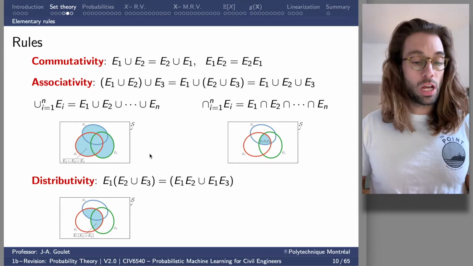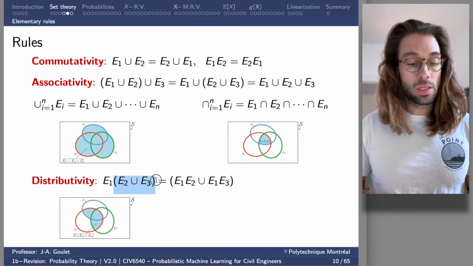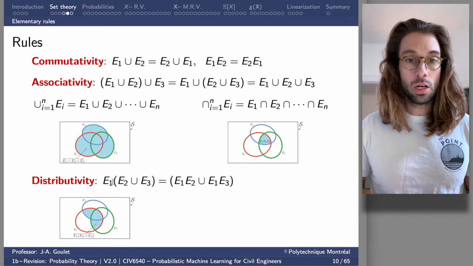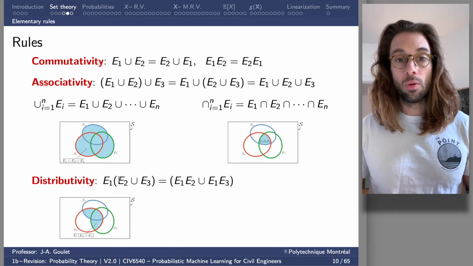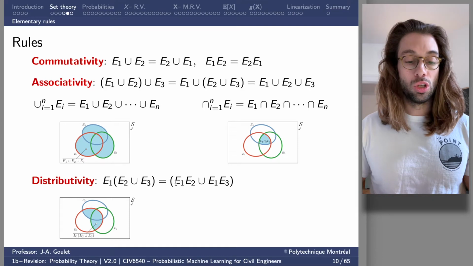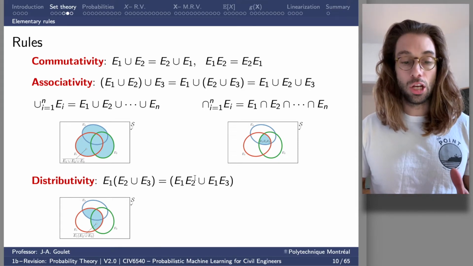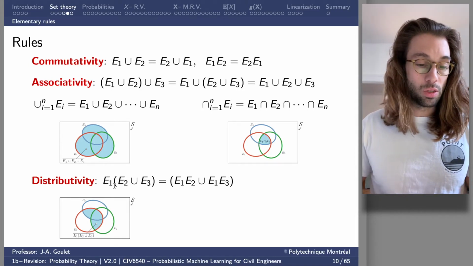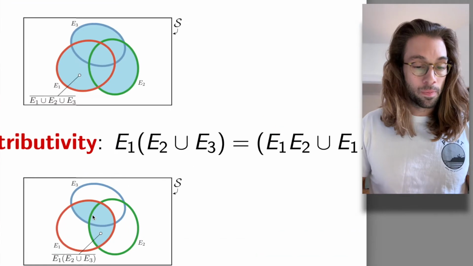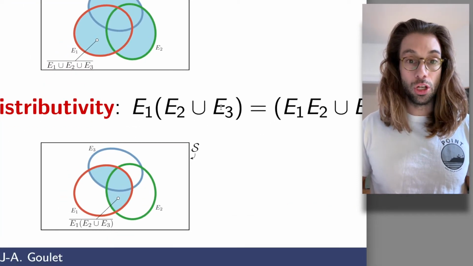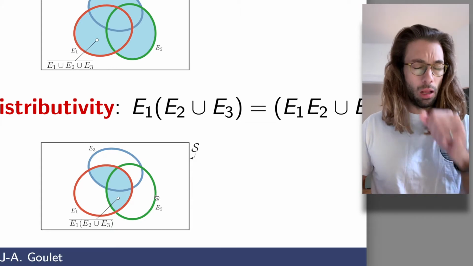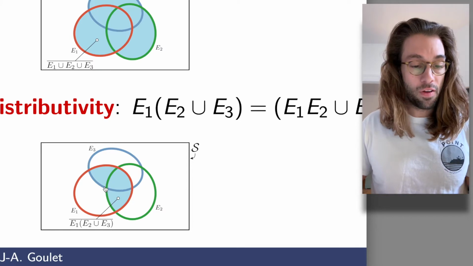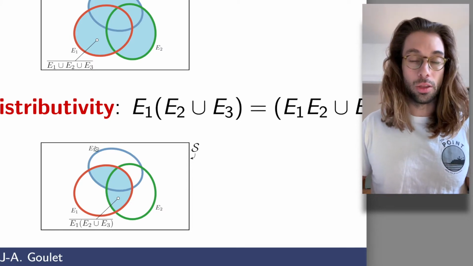distributivity property, which says that if I have, in parentheses, E2 union E3, and I want the intersection of this result with E1, I can distribute that intersection inside the parentheses: E1 intersection E2, union E1 intersection E3. If we look at what it gives, we start with E2 union E3, so event 2 and event 3. The union of both is everything we have in one or the other.